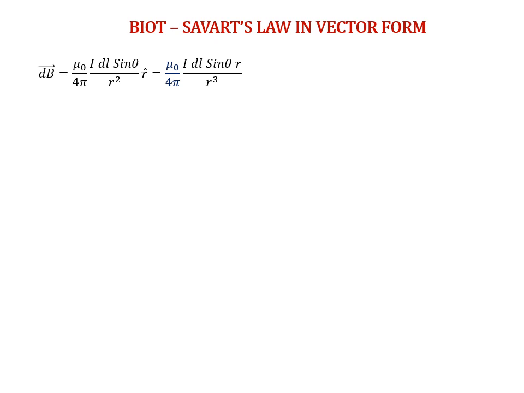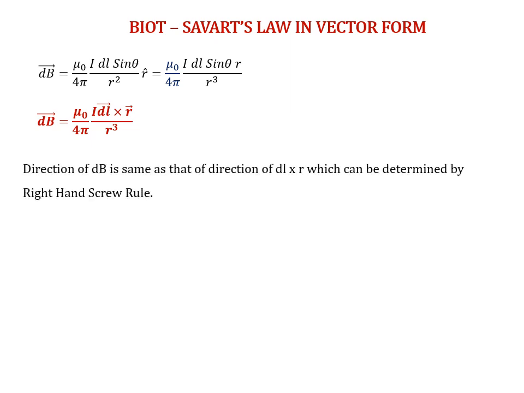This could be simplified to the vector dB is equals to mu naught upon 4 pi I dl cross r upon r cube. This is only representation. We have r cube in the denominator only when we write in vector form. To find the magnitude, we will always use the formula dB is equals to mu naught upon 4 pi I dl sin theta upon r square. Okay. The direction of magnetic field will be the direction of the vector dl cross r. It can be determined by right hand screw rule.